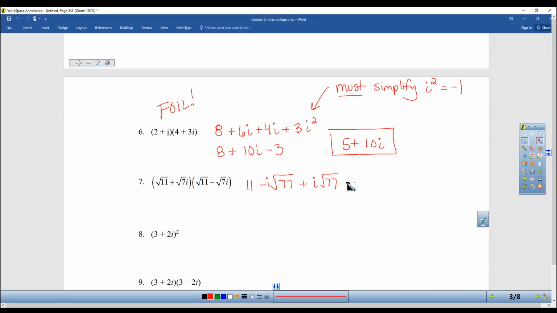And then the last times last is going to be negative. The square root of 7 times the square root of 7 is 7. And the i times the i is i squared. Remember that i squared is equal to negative 1. So this is going to become 11 plus 7, which is going to be equal to 18.